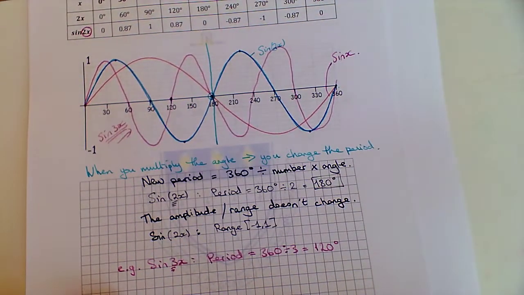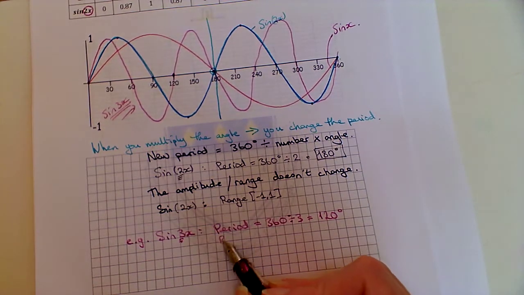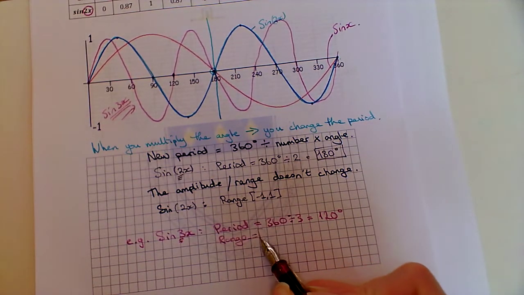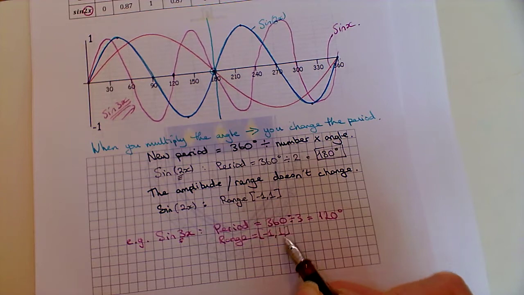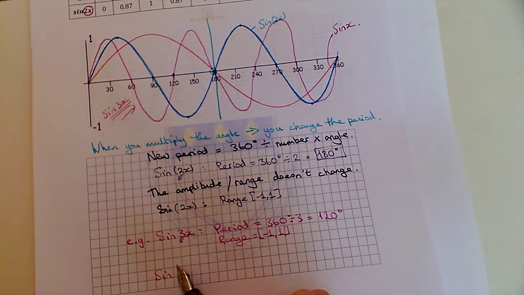What happens if you multiply it by a fraction? Again, the range doesn't change. The range is still -1 to 1. What if I had sine of half x, or x over 2?